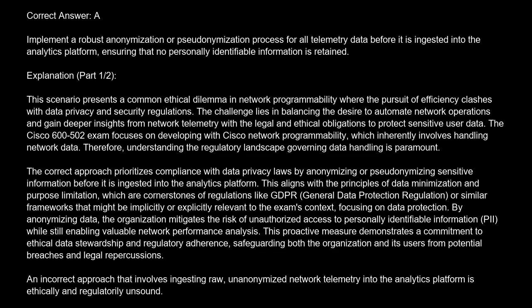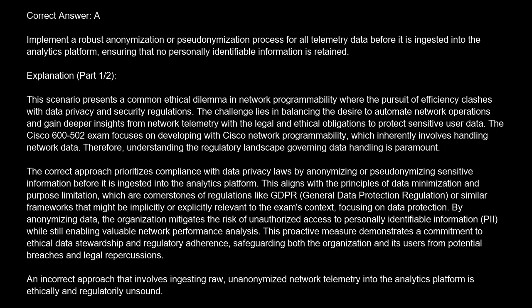The correct answer is A. Implement a robust anonymization or pseudonymization process for all telemetry data before it is ingested into the analytics platform, ensuring that no personally identifiable information is retained. Explanation. This scenario presents a common ethical dilemma in network programmability, where the pursuit of efficiency clashes with data privacy and security regulations. The challenge lies in balancing the desire to automate network operations and gain deeper insights from network telemetry with the legal and ethical obligations to protect sensitive user data.